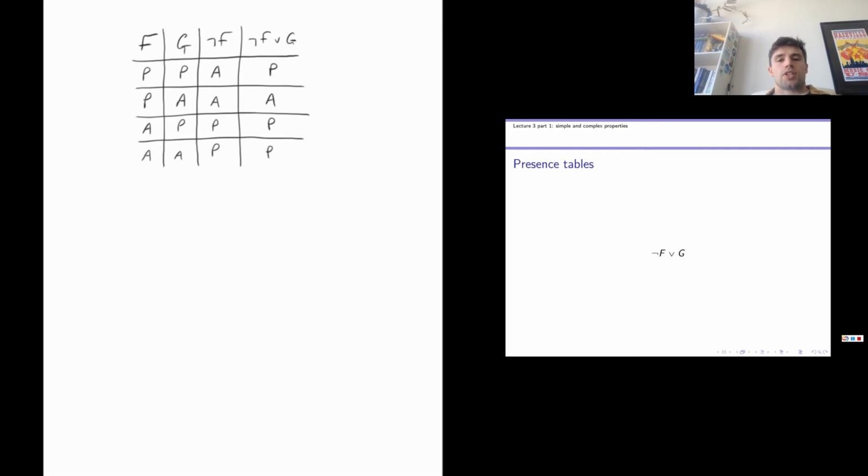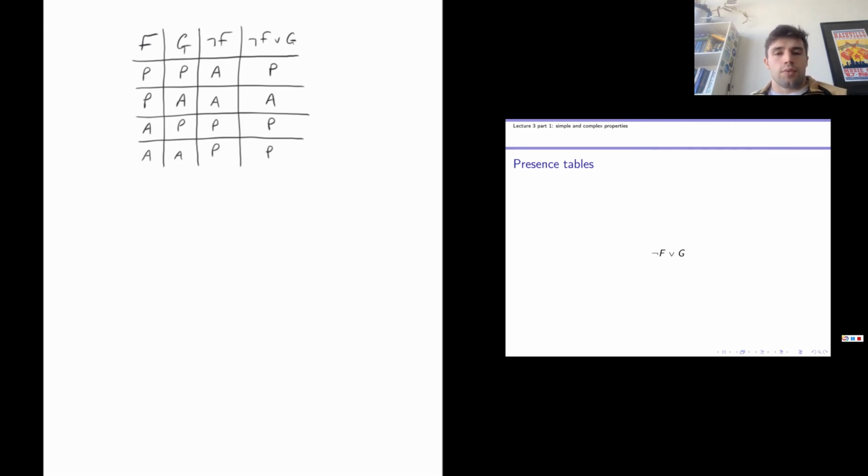So that's the presence table for the complex property not f v g, and in general that's how the presence tables for complex properties are calculated. It's exactly analogous to the method for truth tables. Again, practice makes perfect with this stuff, so have a good go at the large group problems and the assignment questions to get good at this stuff.